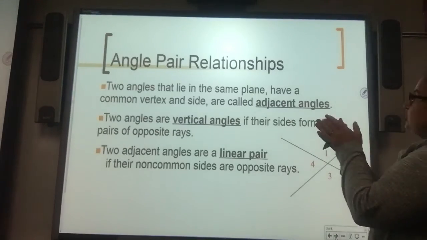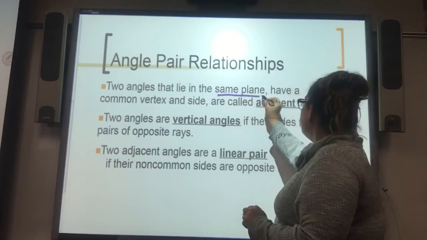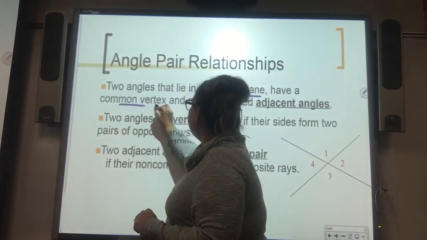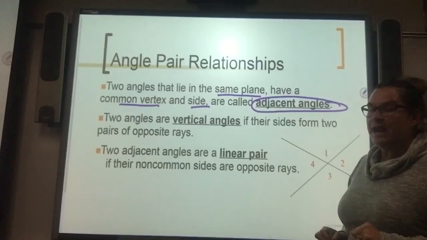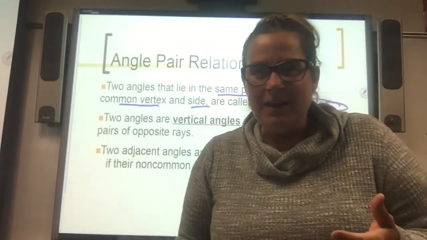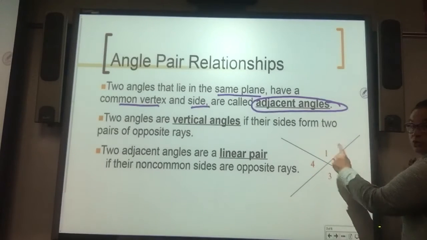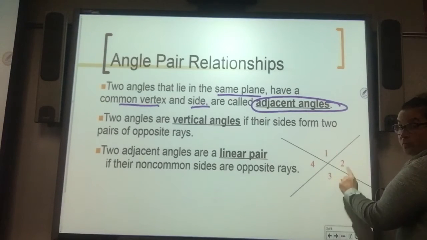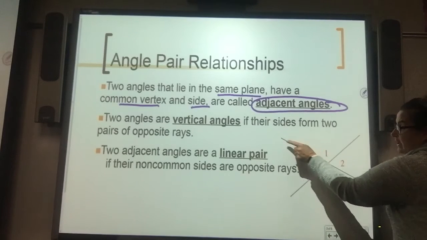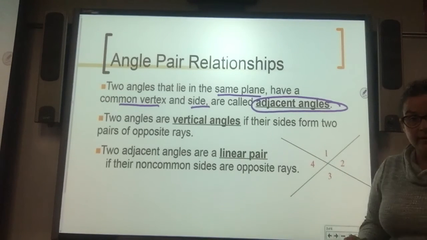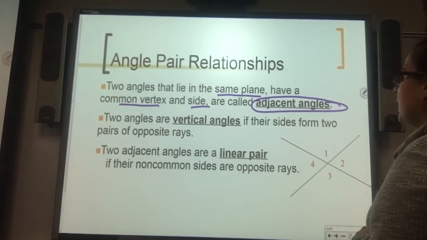All right, two angles that lie in the same plane, have a common vertex and a side, are called adjacent angles. Basically what that means is two angles that are connected to each other, okay? So in this picture, 1 and 2 are adjacent, and 2 and 3 are adjacent, and 3 and 4 are adjacent, and 4 and 1. They share a common side. Those are called adjacent angles.